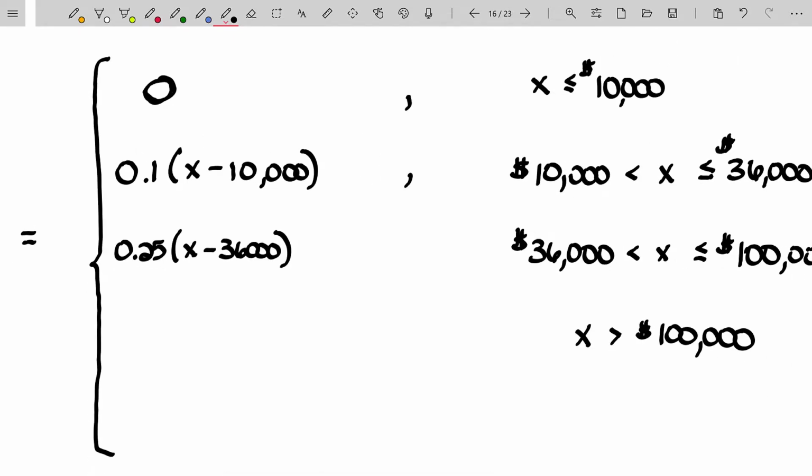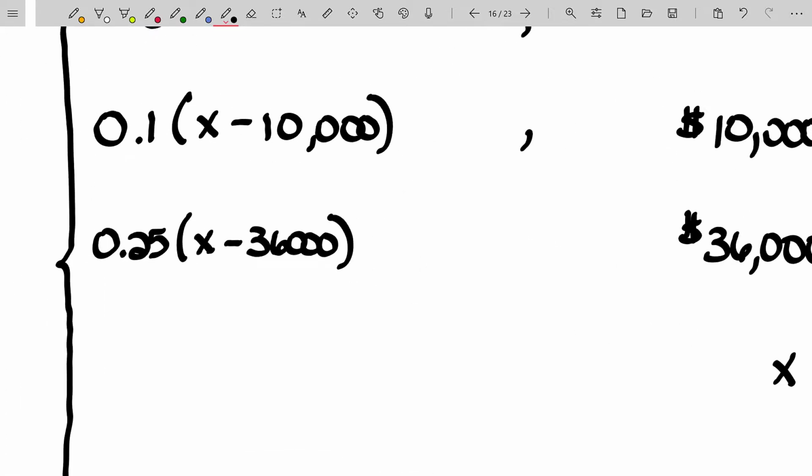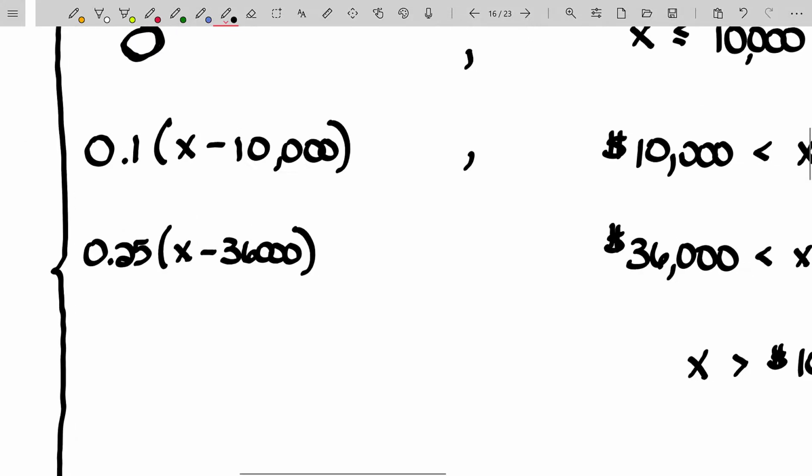$36,000. Now that's not the finish. You're not done with this, but that's the amount you would pay for every dollar beyond $36,000 in income. However, you have to include in this all the money that you paid in the previous tax bracket.